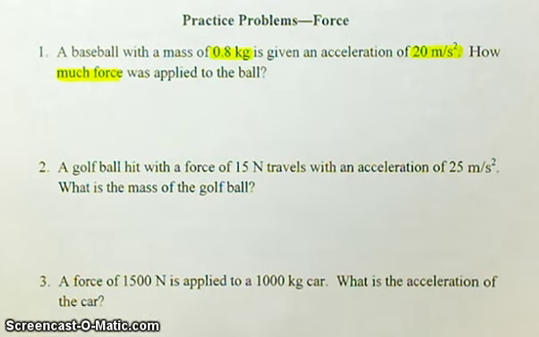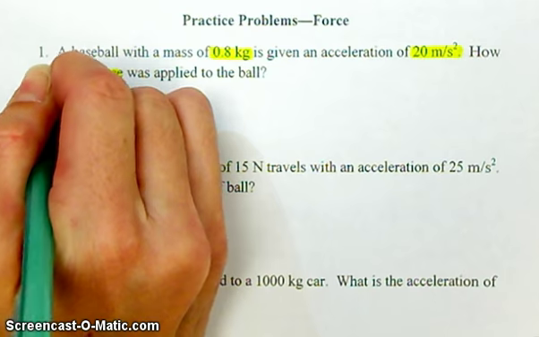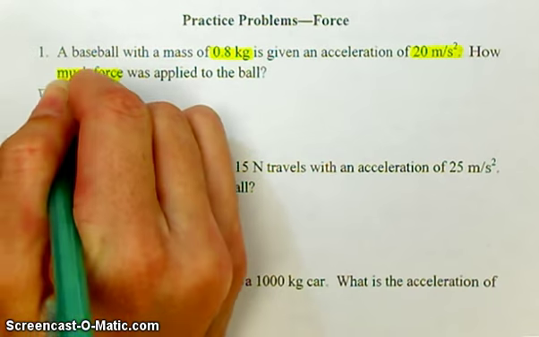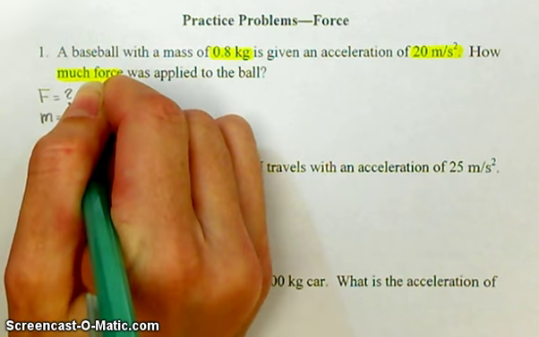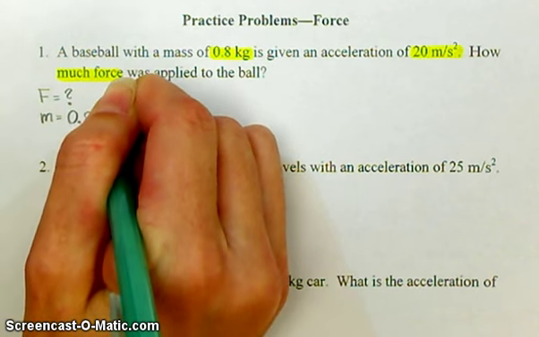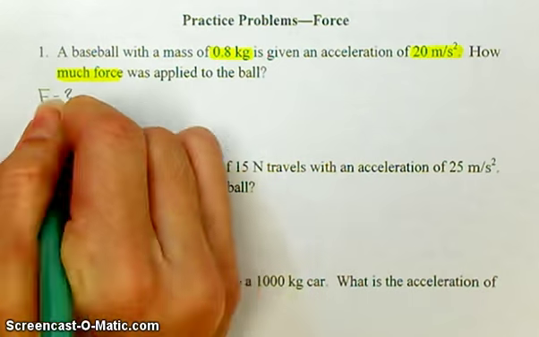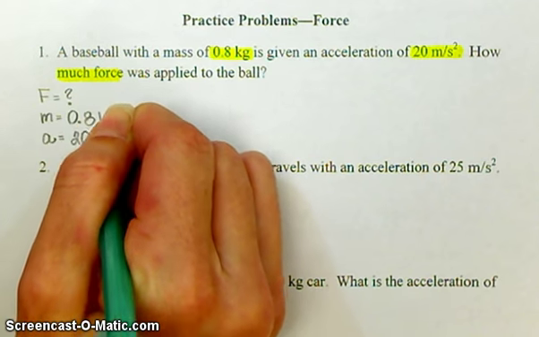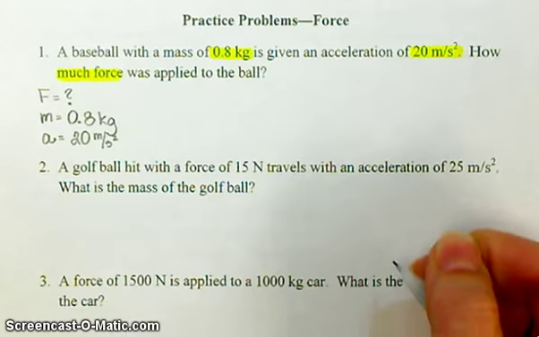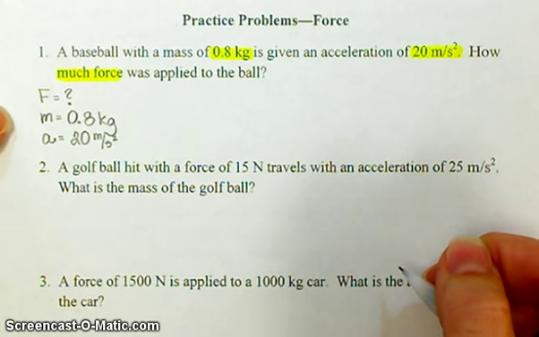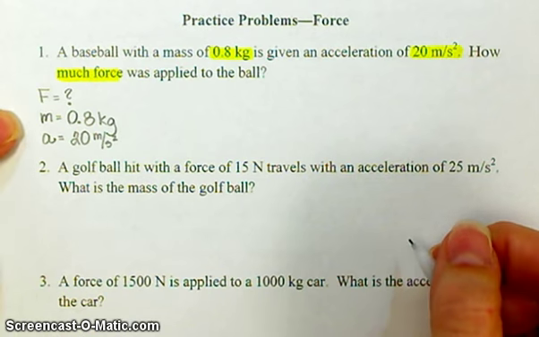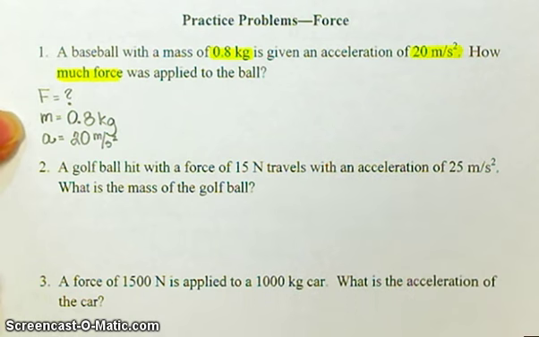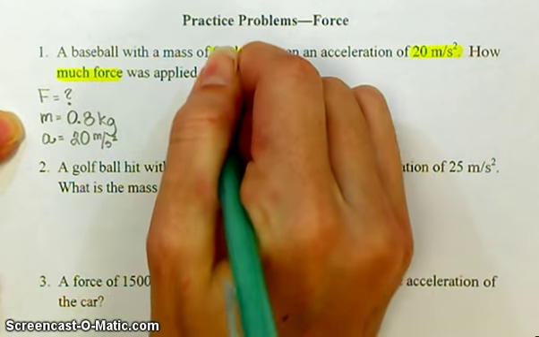So you want to put force equals question mark, mass equals 0.8 kilograms, and you want to put acceleration equals 20 meters per second squared. So you're going to list everything, list what you know and list what you don't know. You may have to go back to your notes to find the formulas, but since I know all the formulas, here we go.